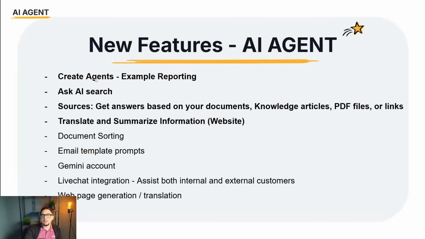So a similar AI bot, or an AI agent, can also be generated for customers themselves. So for you guys, for your companies, you can train this AI to get answers based on your own documents, based on the knowledge module that you have and any articles that you added there, based on the PDF files that you have in the documents module, or any links. The AI is also able, for example, on your website to translate and summarize information. As we mentioned, it can sort documents, so I can upload a document and it can sort it into the right file. It can also be used in the CRM to speed up the process.